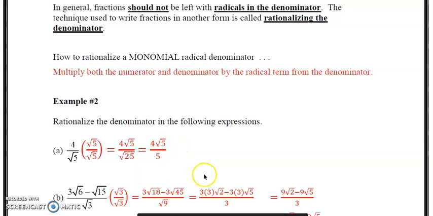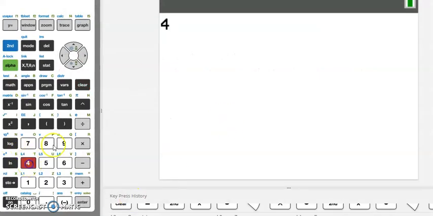If you want to check to make sure you're correct, go back to your graphing calculator and just write it in: 4 divided by the square root of 5. I didn't need that bracket.